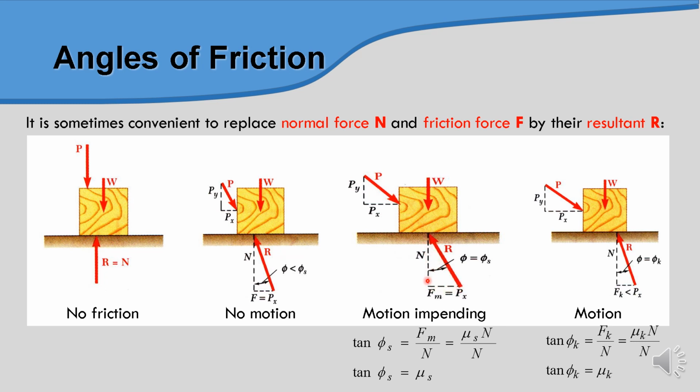So we can look at the connection between Fm and n. It will produce the tangent theta. So the tangent theta basically is equivalent to Fm divided by n, which is also the value of mu s. In this case also the same thing. So sometimes during the process of solving problems, we need to use this kind of relationship between the normal force and friction force in terms of tangent theta and mu s or mu k.